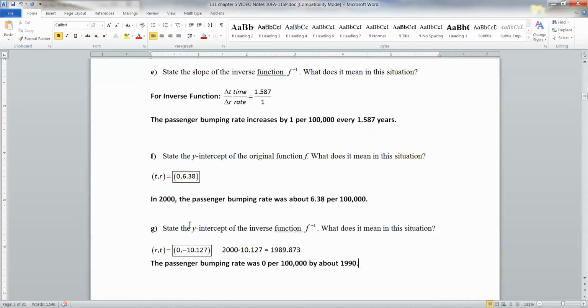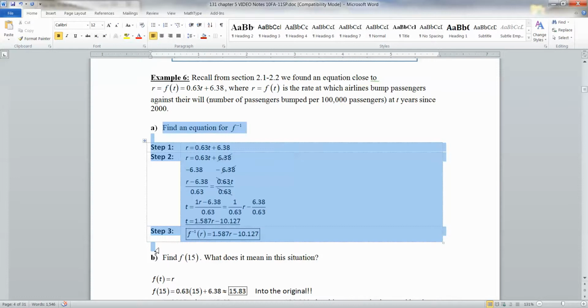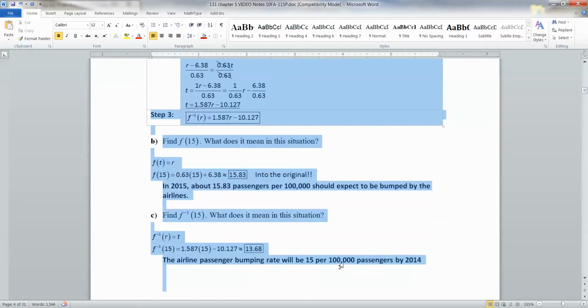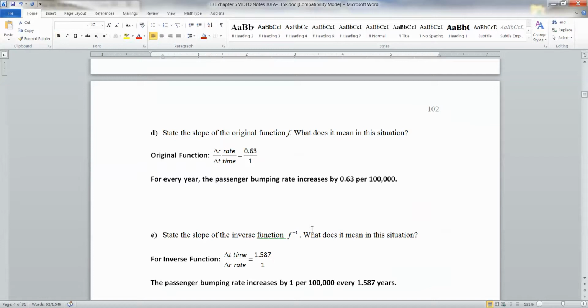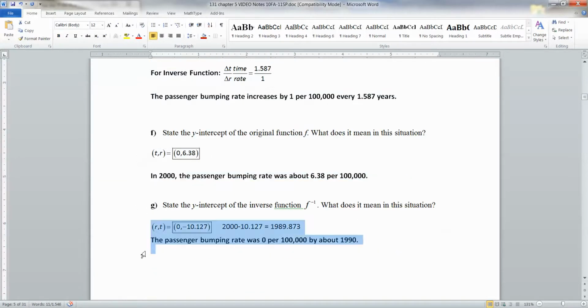All right, so in the other video, we learned how to find the equation by hand. Then we learned how to substitute both into the original and into the inverse and how to explain each one of those. This one we learned how to interpret the slope for the original, the slope for the inverse, the y-intercept for the original, and the y-intercept for the inverse.